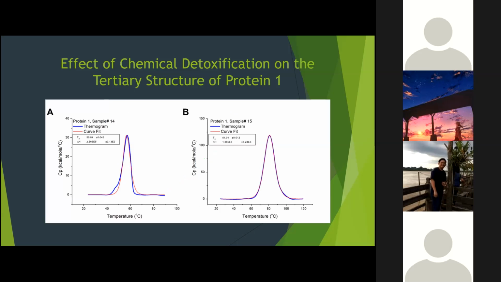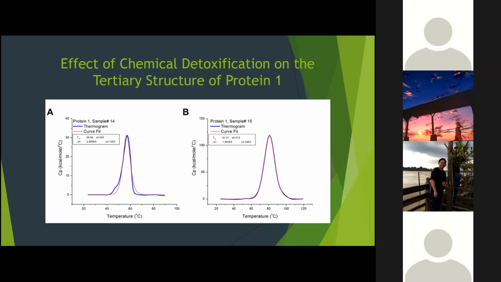Effect of chemical detoxification on the tertiary structure of protein 1. So one of the most essential physical properties of protein and protein-based products in the industry is thermal stability. It is used in pharmaceuticals to assess the safety of biologics under different conditions, including buffering, formulation, and natural factors such as humidity and also temperature.